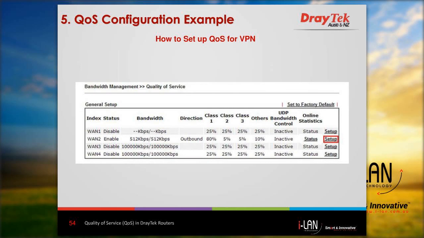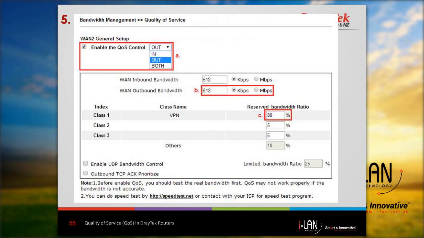The next step is to set up quality of service for WAN 2. We click on the setup, and that takes us to the next menu, which is shown here now. We select QoS control for outgoing traffic, so we select out. We also need to specify the actual WAN bandwidth for WAN 2. Here we entered 512 kilobits per second as the outgoing bandwidth speed.